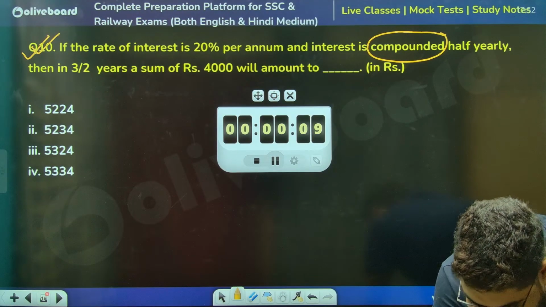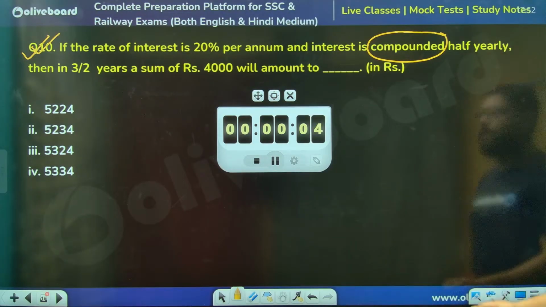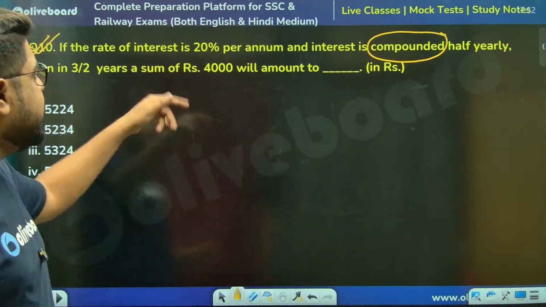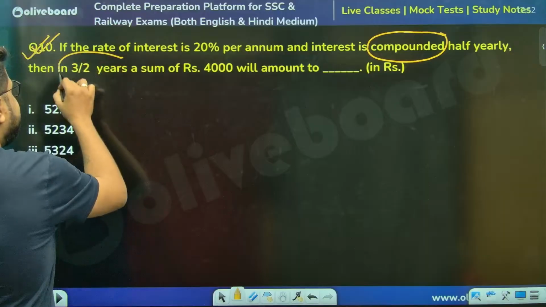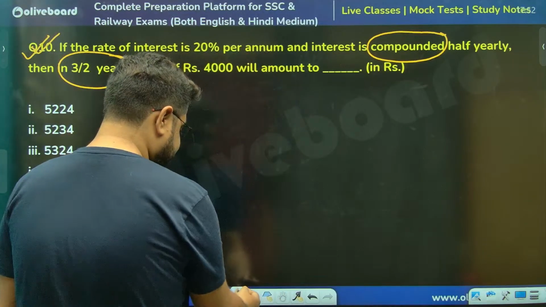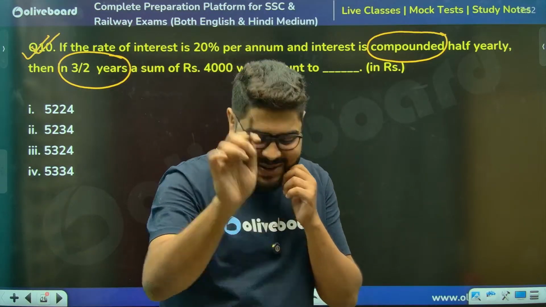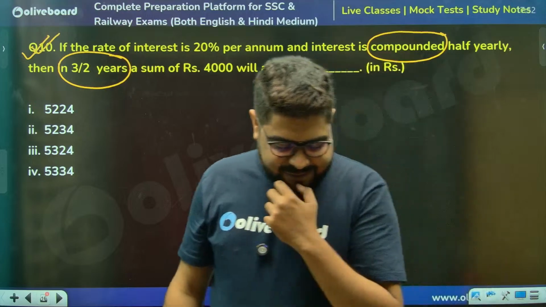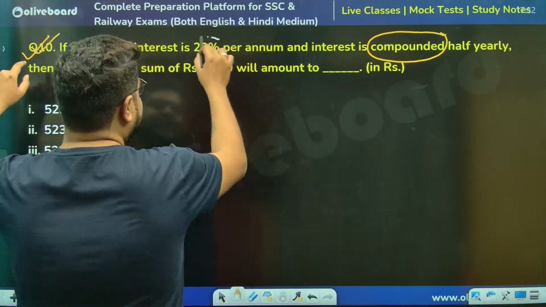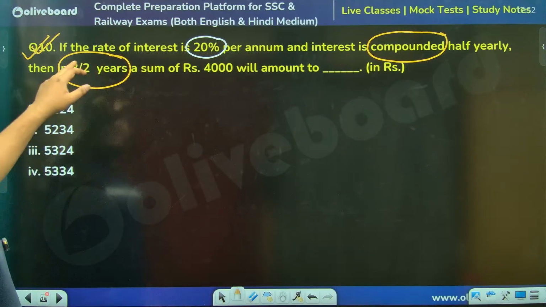Okay, we will do it in 10 seconds. Sir, compounded yearly, but the problem is this 3 by 2 years. Who gives this, sir? Ashish, look, Ashish has given the answer today. Yes Ashish, 5324. Hopefully this is correct, brother. Very, very good. Sir, 20% per annum, and this 3 by 2 years.